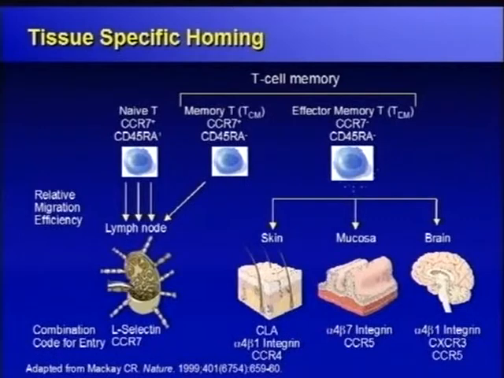So we're trying to understand the combination code for entry into different tissues, skin, the mucosa of the gut, or the brain. And although it turns out that there probably are not specific codes, there are patterns that do define the sites of migration. And so just like a key, it's not going to be one notch, but it's going to be a very complicated pattern that tells a cell, you need to go to this specific site.